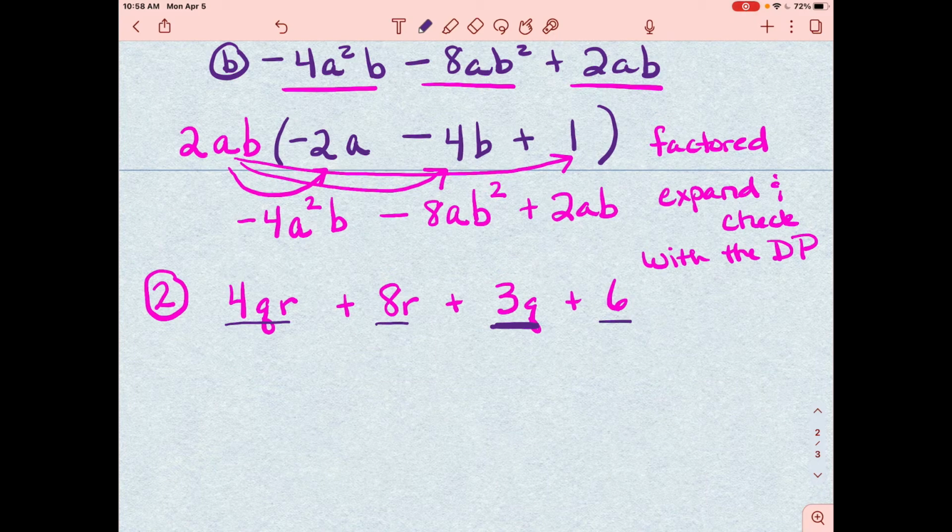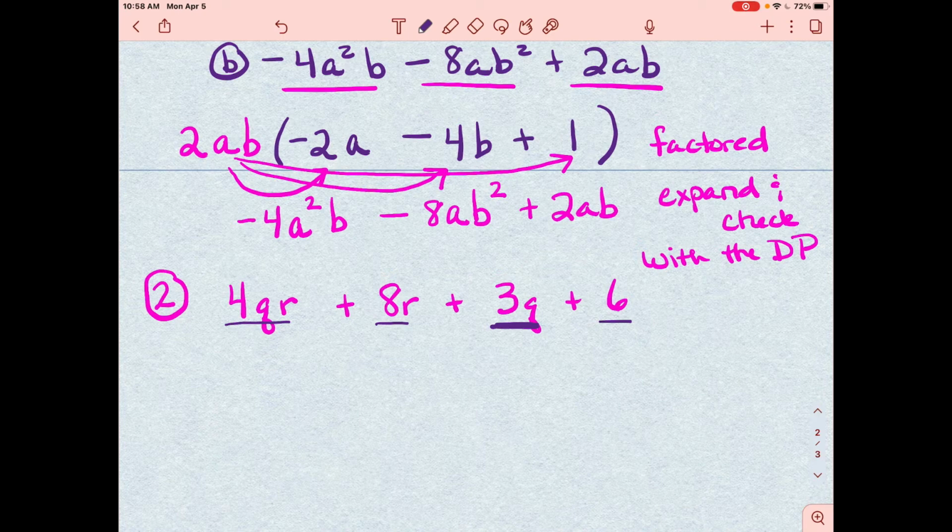So 2 is really its only factor, 4 and 2. Q and a Q and an R, and then 8R has an R in common with the 4QR, and a 4 probably in common with 4QR. But then we get to the 3Q. 3 doesn't have anything in common with 8R, and it doesn't have anything in common with 6. Oh, well, I guess the 3 has something in common with the 6. But so we just kind of look at this and go, what in the world will we do with this?